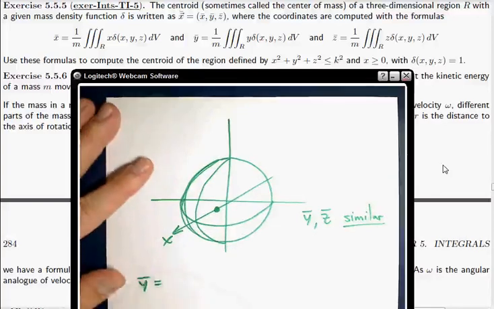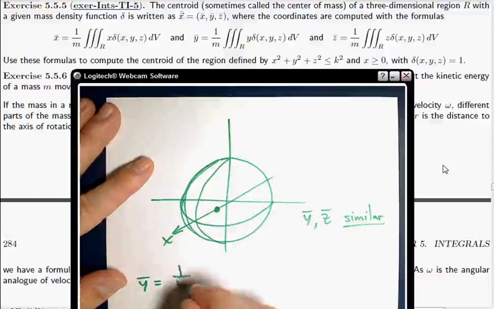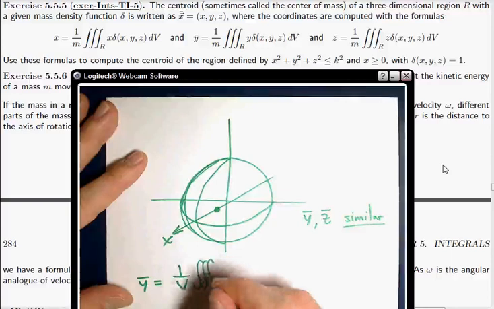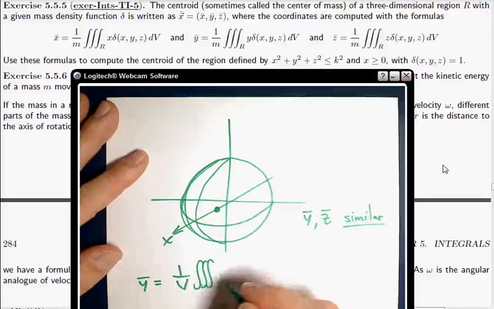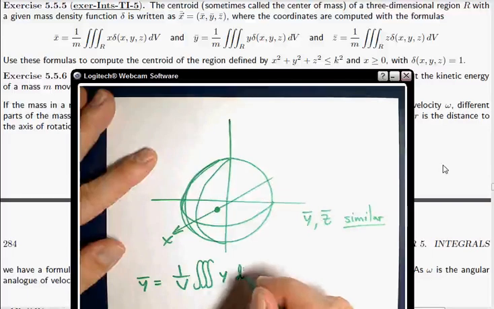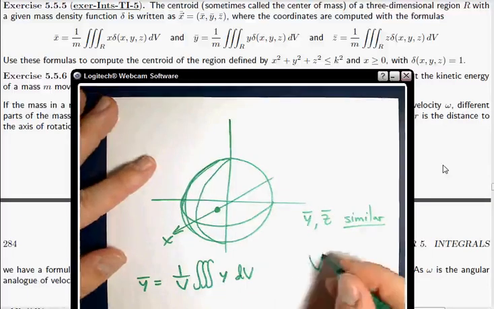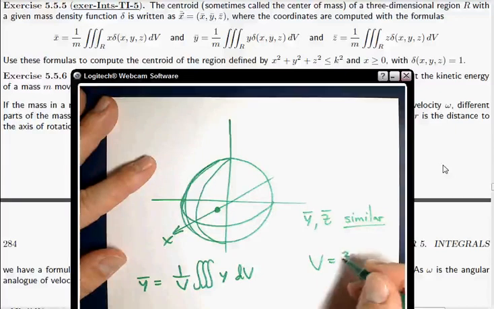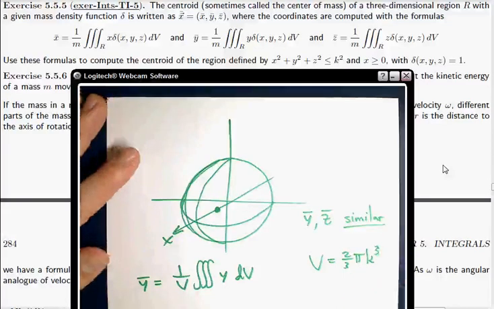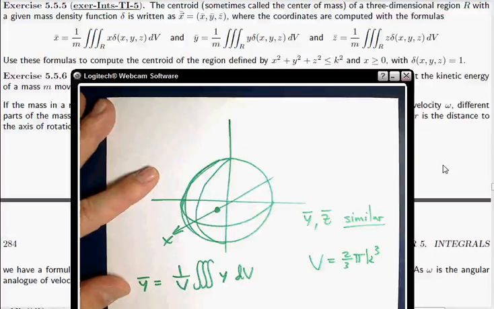So y bar is 1 over m, in other words, 1 over the volume because the density is 1. Triple integral of y times density, which is 1, and then dV. By the way, the volume is 2/3 pi k cubed. So I have 3 over 2 pi k cubed, and then the triple integral.